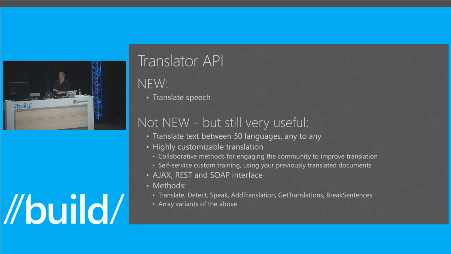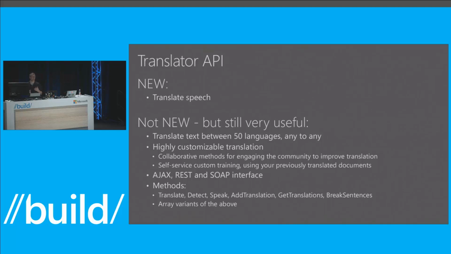So we have a Translator API. It's been around for a little while. It is probably the best translation model that exists because it exists at multiple levels. The first of which is simply the ability for you within your application to make a call to the API and translate from and to any of the 50 languages that are supported.